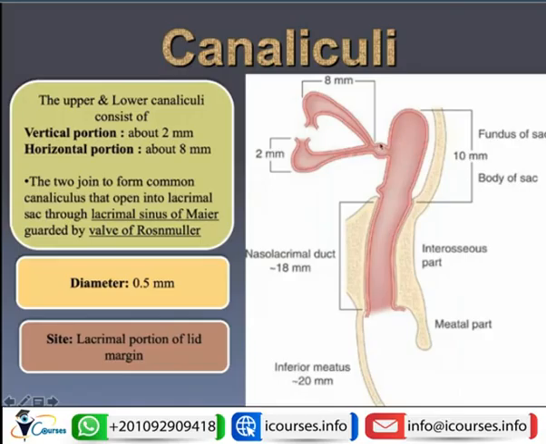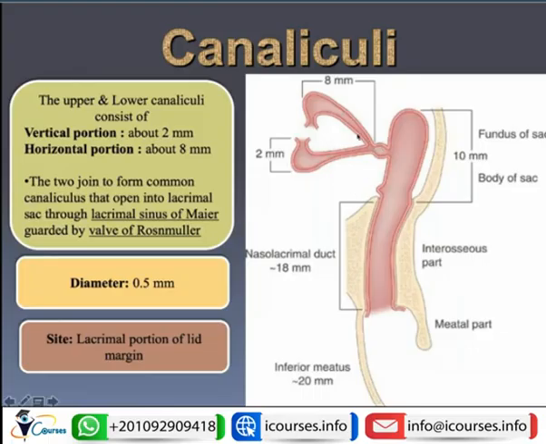And this common canaliculus shows a dilatation. It's called the lacrimal sinus of Meyer. So the lacrimal sinus of Meyer is the joining of both canaliculi together at the area of the lacrimal sac. This common canaliculus opens into the lacrimal sac through an opening. This opening is guarded by a valve called the valve of Rosenmuller.